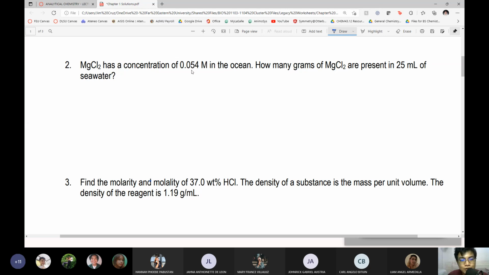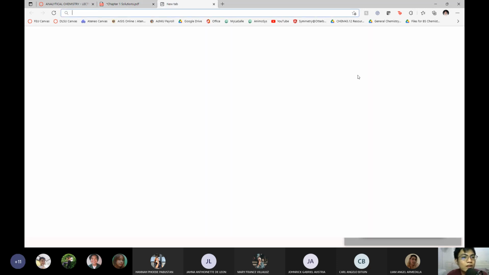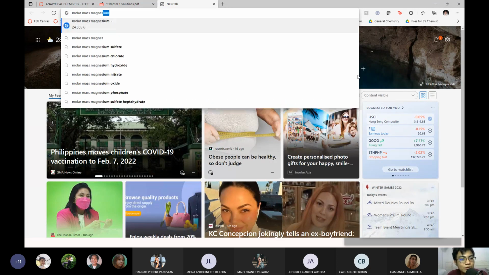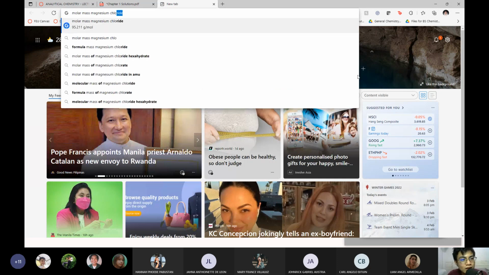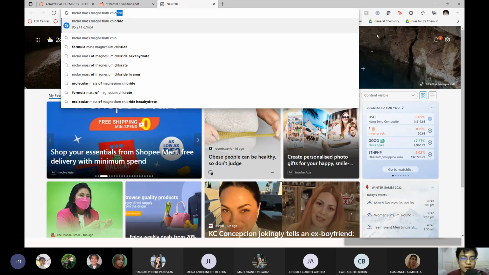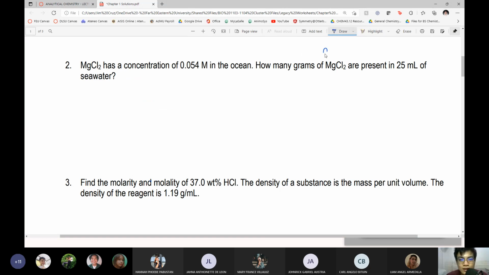Magnesium chloride has a concentration of 0.054 molar in the ocean. How many grams of magnesium chloride are present in 25 ml of sea water? For your reference, molar mass, magnesium chloride is 95.211 grams per mole. Anyone who wants to try number 2? Ito medyo maraming gagawin. Tapos tuturuan ko kayo ng shortcut. Tuturo ko na sa inyo yung ship solve dito sa problem na to.